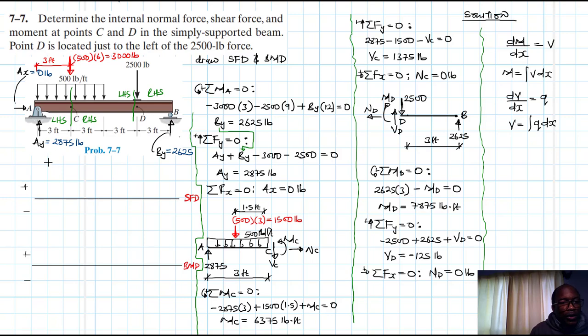All right, so at A, we have the boundary condition of Ay equal to 2875. So we start with that one going up. Let's say that takes us somewhere there. The value is 2875 pounds.